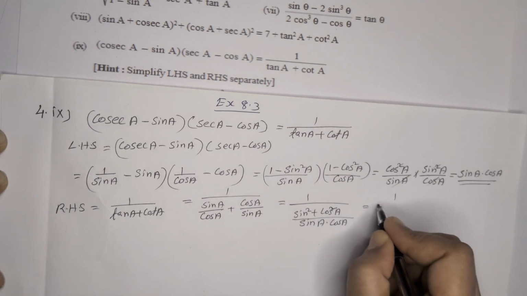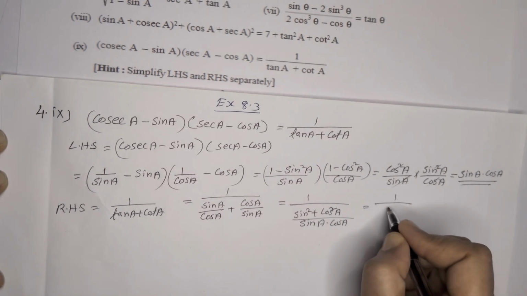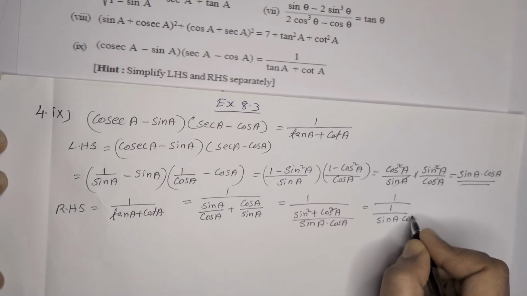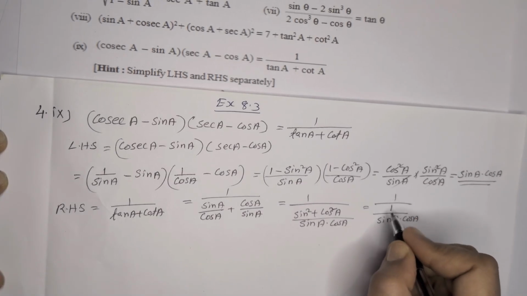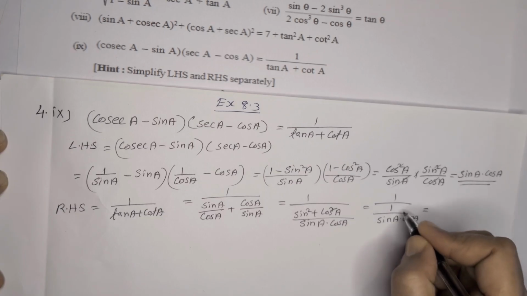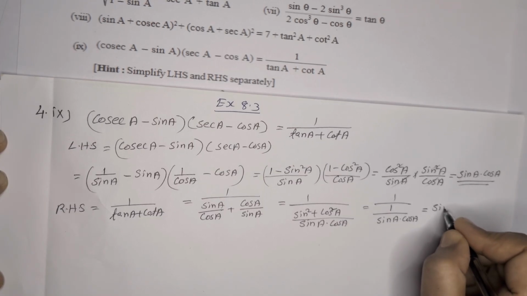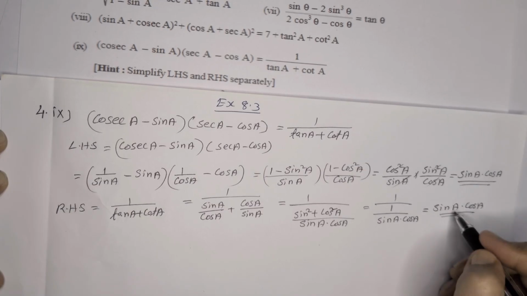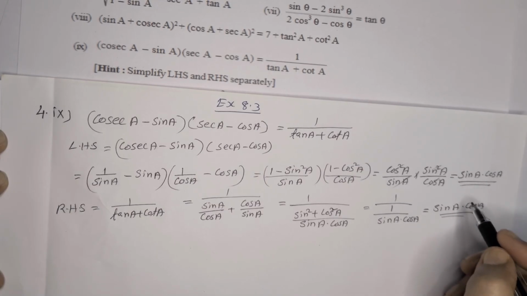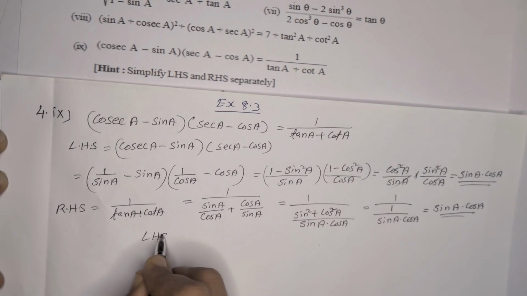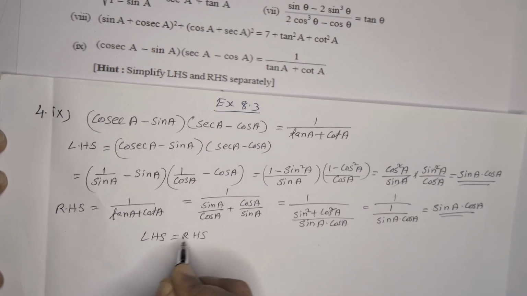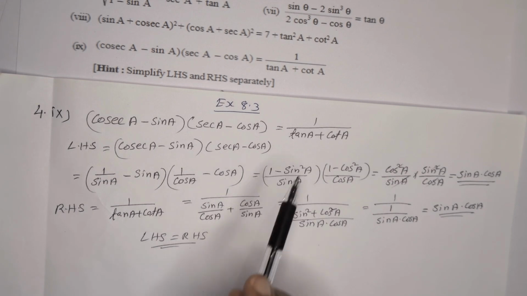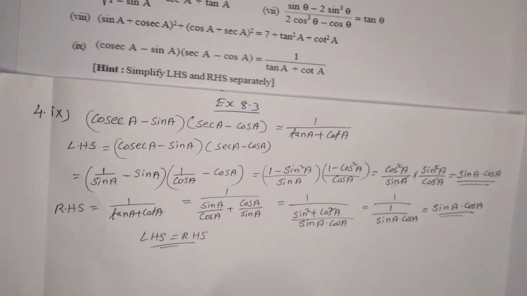which is equal to 1 by sin square A plus cos square A, which is 1, divided by sin A cos A. So 1 by sin A cos A, take the reciprocal of this, that will come as sin A cos A. So LHS and RHS we are getting the same answer. LHS is equal to RHS. So we can write cosec A minus sin A into sec A minus cos A is equal to 1 by tan A plus cot A, hence proved.